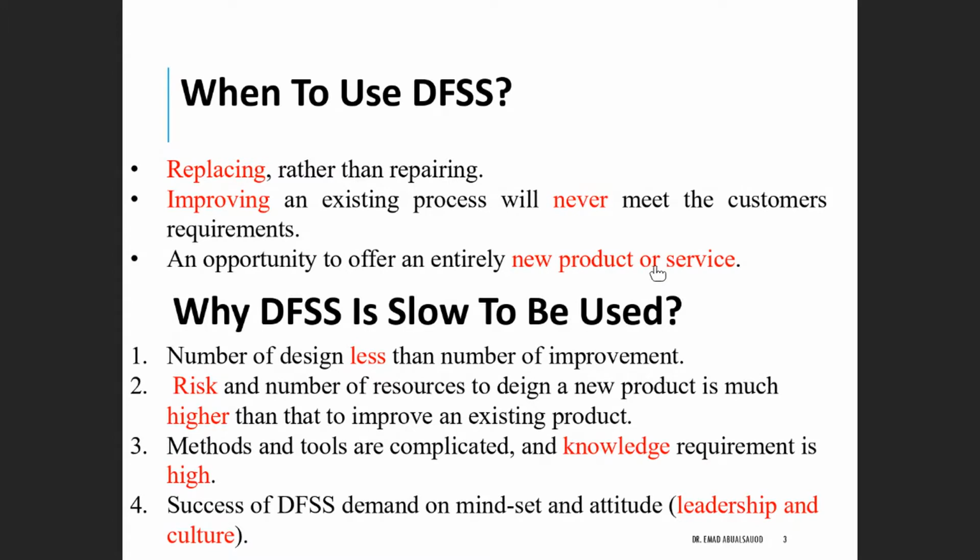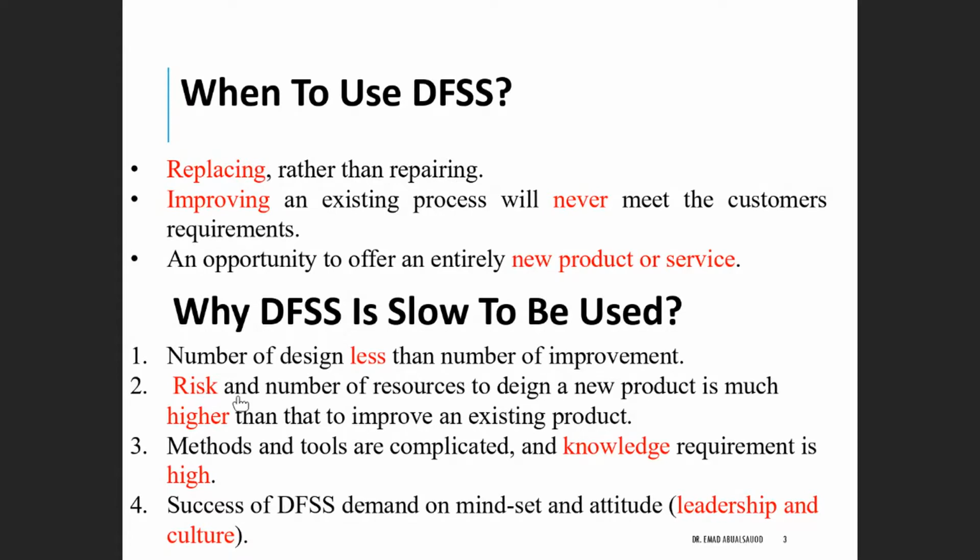Why is design for Six Sigma slow to be adopted, and why don't we see it commonly used compared to the regular Six Sigma, or the improvement one? There are many reasons, not only those here, but the most common reason is that the number of designs is less than the number of improvements. In most cases when you work on a project, you see that improvement is the most common compared to the number of designs.